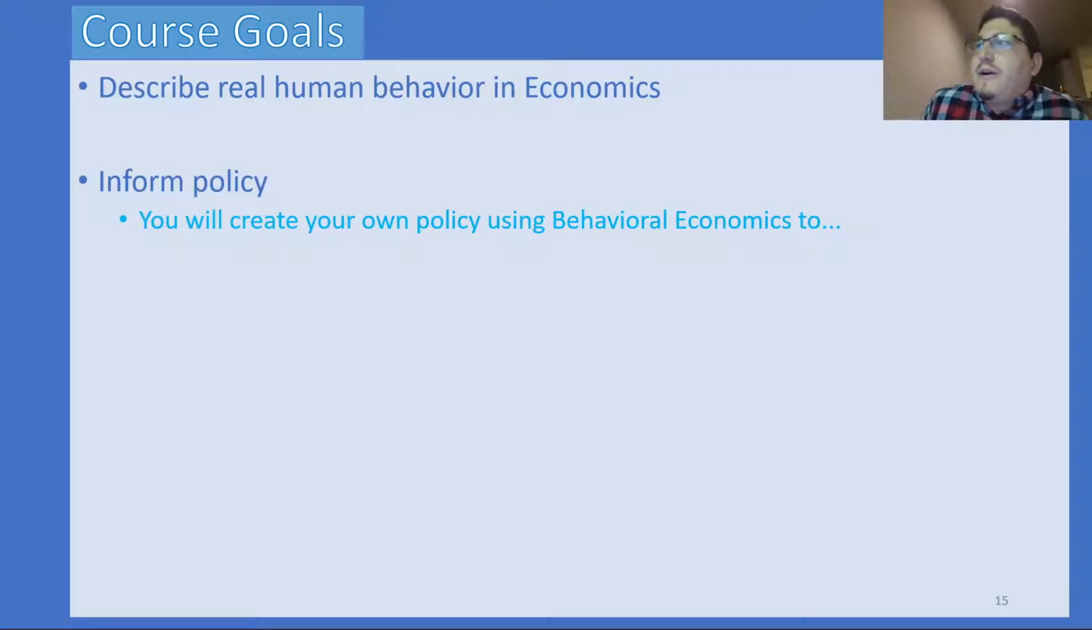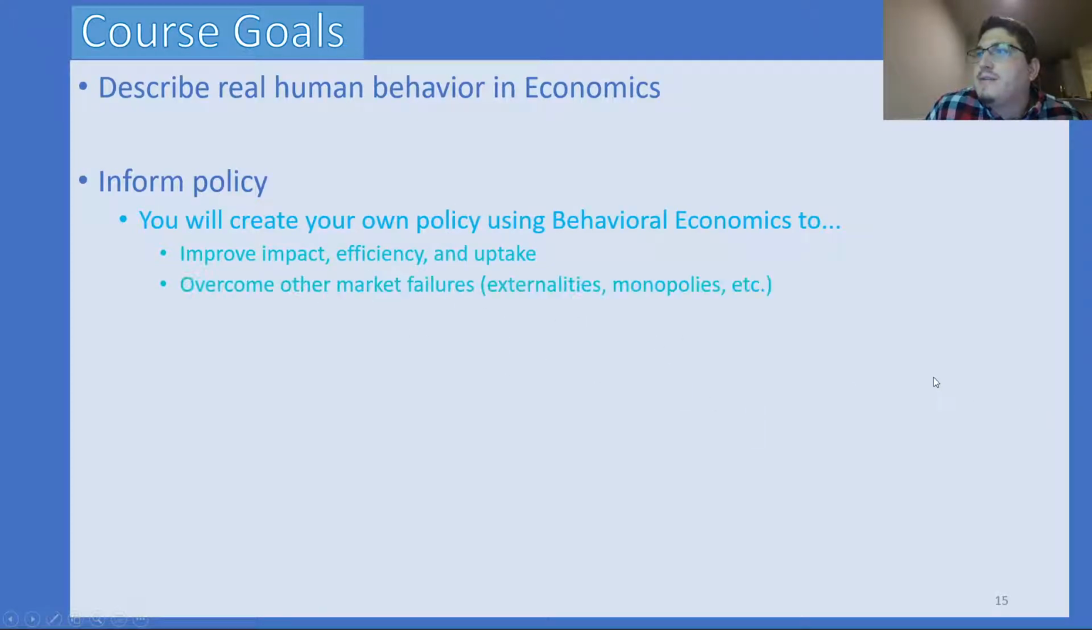Anyways, in the course, you're going to create your own policy using behavioral economics, which is designed to improve the impact of whatever policy you do. You use this presentation to exploit for good the cognitive biases of your audience. So you're going to use behavioral economics to improve the impact of the policy, the efficiency of the policy, and the uptake rate, to overcome other market failures such as externalities and monopolies, these things that we'll learn, and also to learn valuable presenting and persuasion skills in this course. So all this using the behavioral economics you'll learn here. Okay, so that's the course goals. That's primarily what you're going to learn in this course.